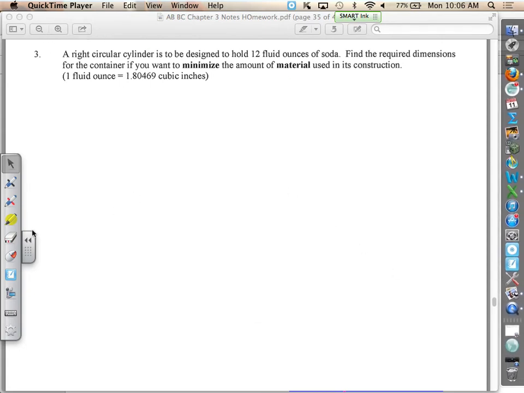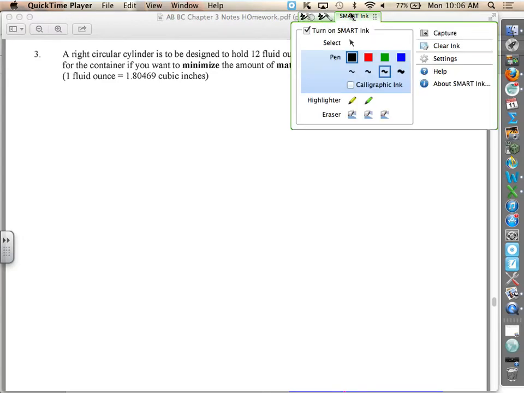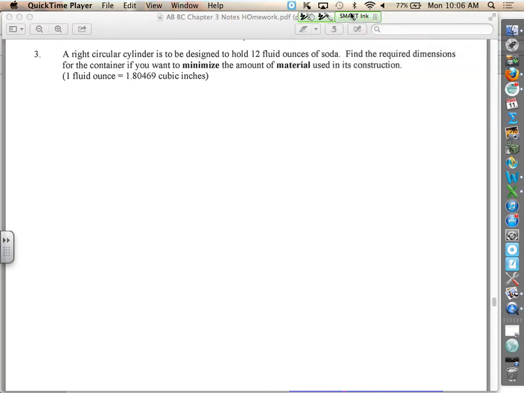All right, so let's look at these last couple of problems here too. So this one we have a right circular cylinder. We want to minimize the amount of material that we use. So that surface area that we're talking about, we want to minimize. And we need to have the can hold 12 ounces of soda. So this is why your soda cans are shaped the way they are. They're using the minimal amount of material.